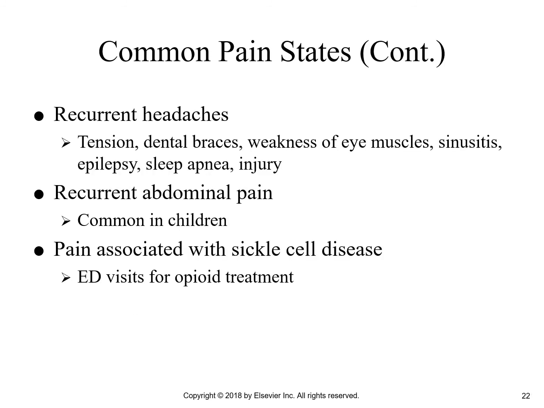For recurrent headaches, we need to modify behaviors and recognize the triggers that cause them. Recurrent abdominal pain is defined as pain that occurs at least once a month for 3 consecutive months, accompanied by pain-free periods, and is severe enough that it interferes with the child's normal activities.